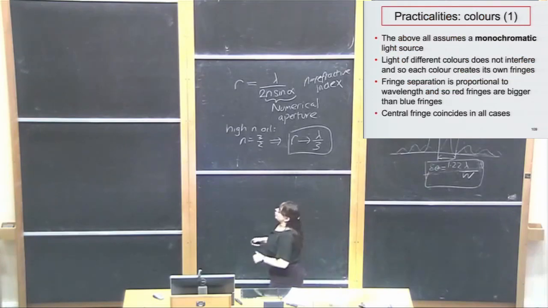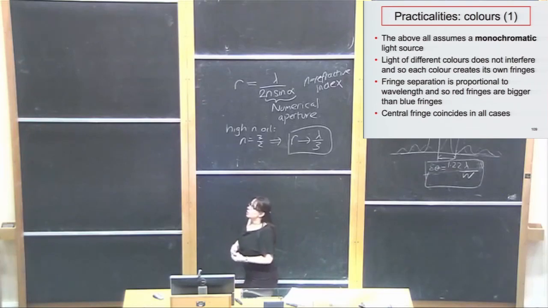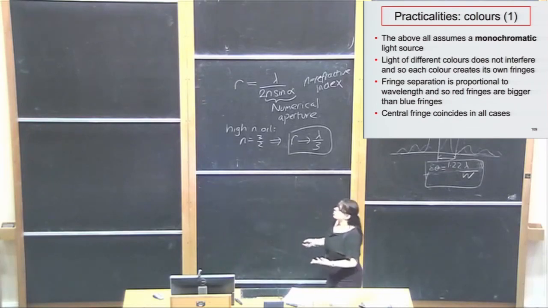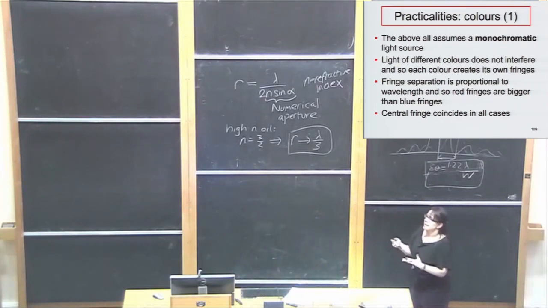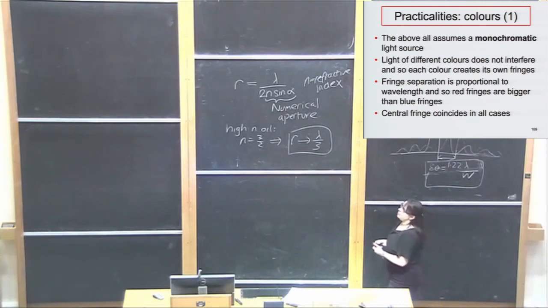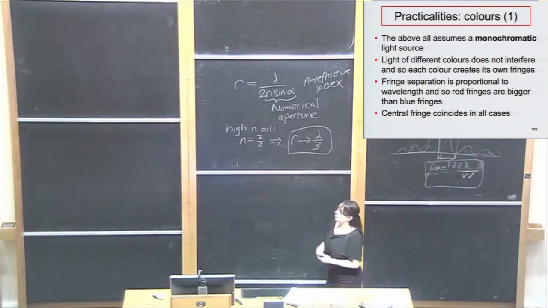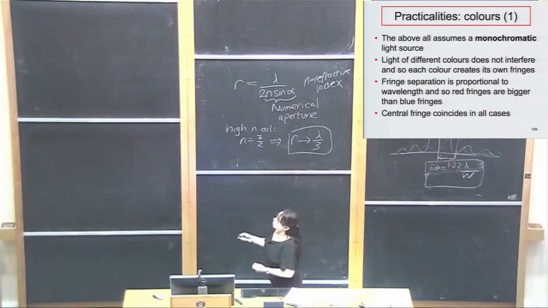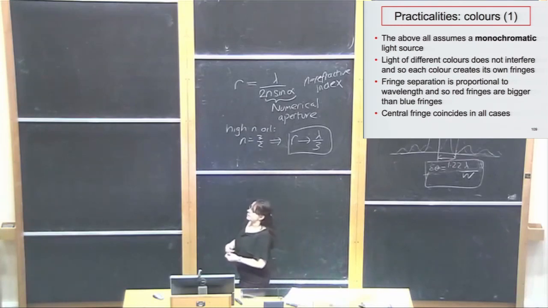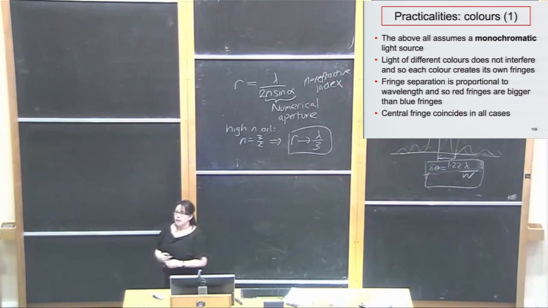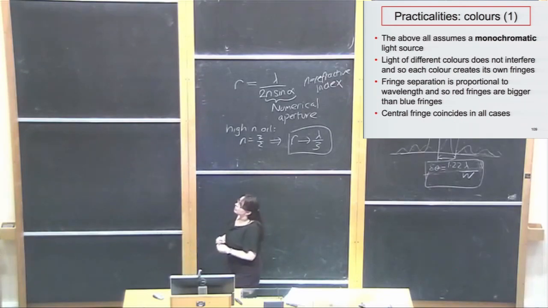So everything that we have done in terms of looking at the two-slit experiment, the diffraction grating, to see these interference patterns, we have assumed a monochromatic light source. And so what's on this slide is really just some bullet points of some things that I have already said. So I basically said, okay, light of different colours does not interfere.